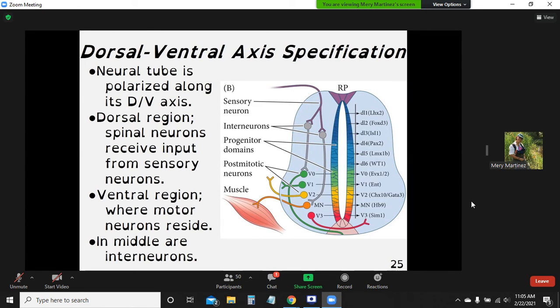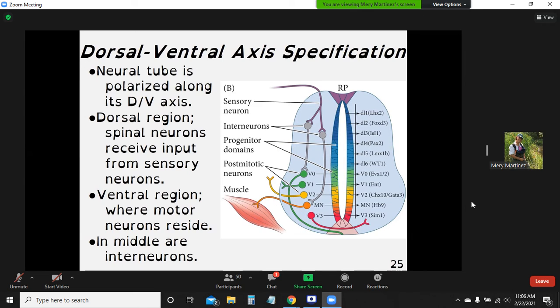The dorsal ventral axis is the second axis that needs to be specified. And we see in this figure that we have that polarization. So the dorsal region is where the spinal neurons receive input from sensory neurons. So all of this section is sensory, and this is the dorsal part. This is anatomy 101, okay? The ventral region is where motor neurons are. They reside in the ventral region. And in the middle, we'll have what we call interneurons, right? So these are the neurons that relay information between the sensory and the motor units.